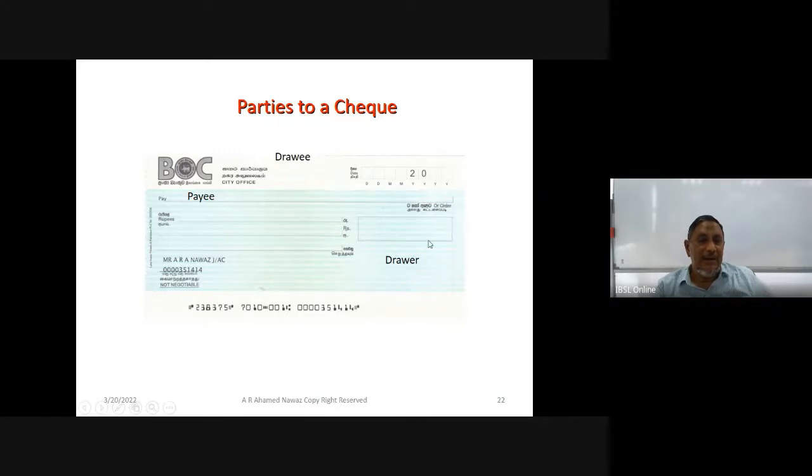Most checks are bearer checks, where it says to pay the bearer. Then there won't be any order from the drawer to pay; in bearer checks, there is no order. So the important part is how to negotiate these two kinds of checks. We'll be discussing that a little later.